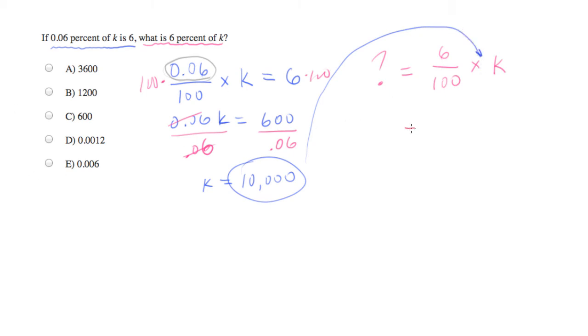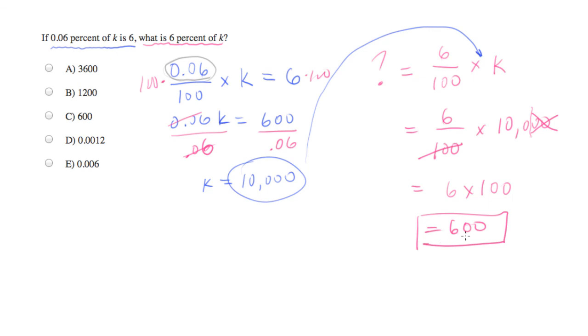And now let's plug that in to k to see what our question mark equals. So we have 6 over 100 times 10,000. And we can cancel out the 100 and 2 of the zeros on that 10,000. So we end up with 6 times 100, which is equal to 600, which is answer choice C.